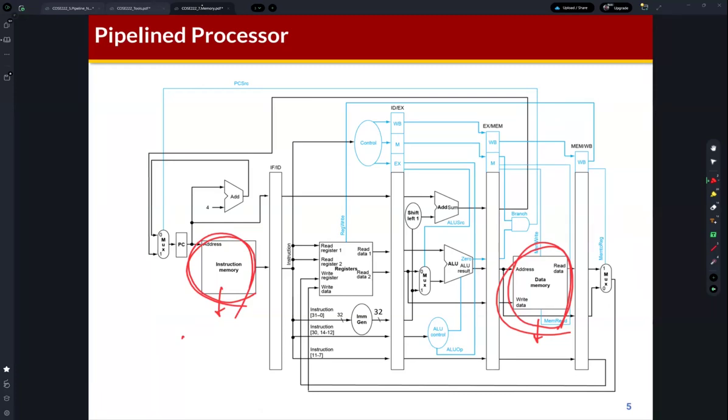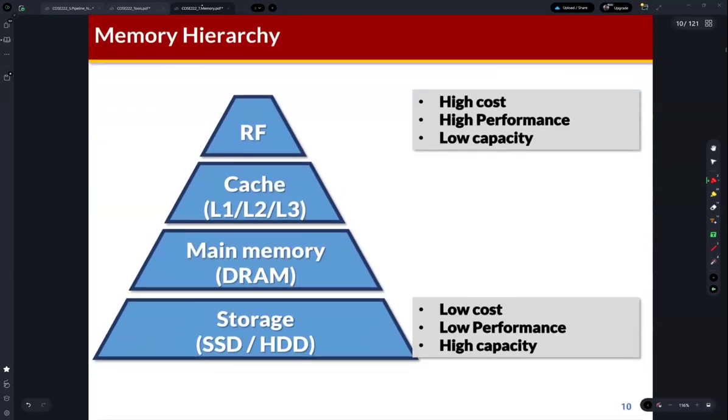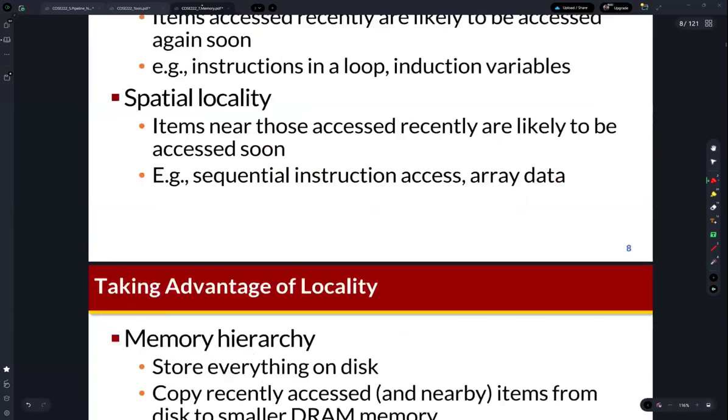Because a computer system employs multiple levels of memory systems, and these multiple levels of memory systems are called the memory hierarchy. So this is the memory hierarchy model, which means in a computer system there are different levels, which means different types of memories.